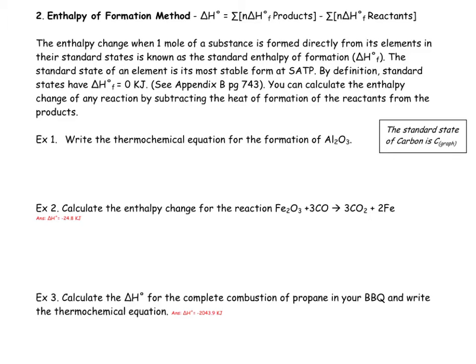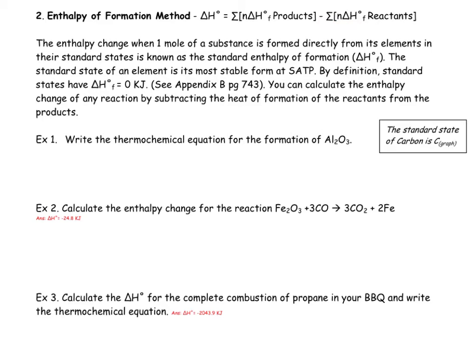Hess developed the following equation. Delta H equals the sum of the moles times the delta HFs of the products, subtract the sum of the moles times the delta HF of the reactants. This equation and the table on page 743 allows you to find the delta H of any reaction without ever having to do a lab.